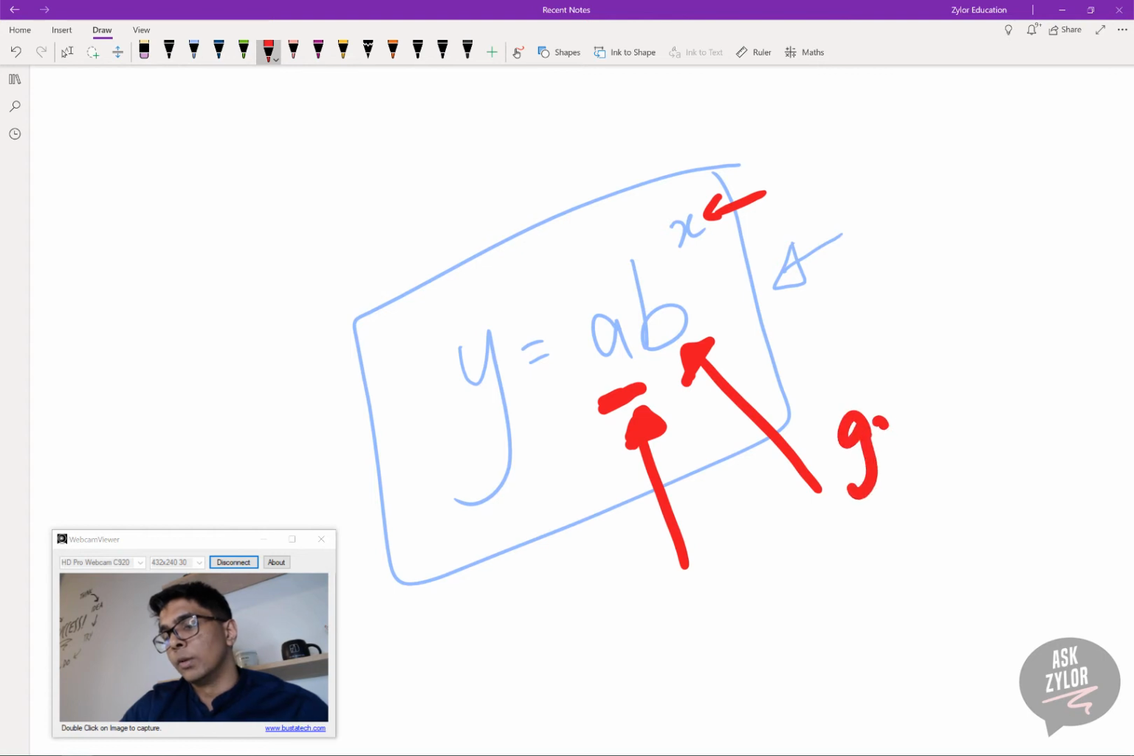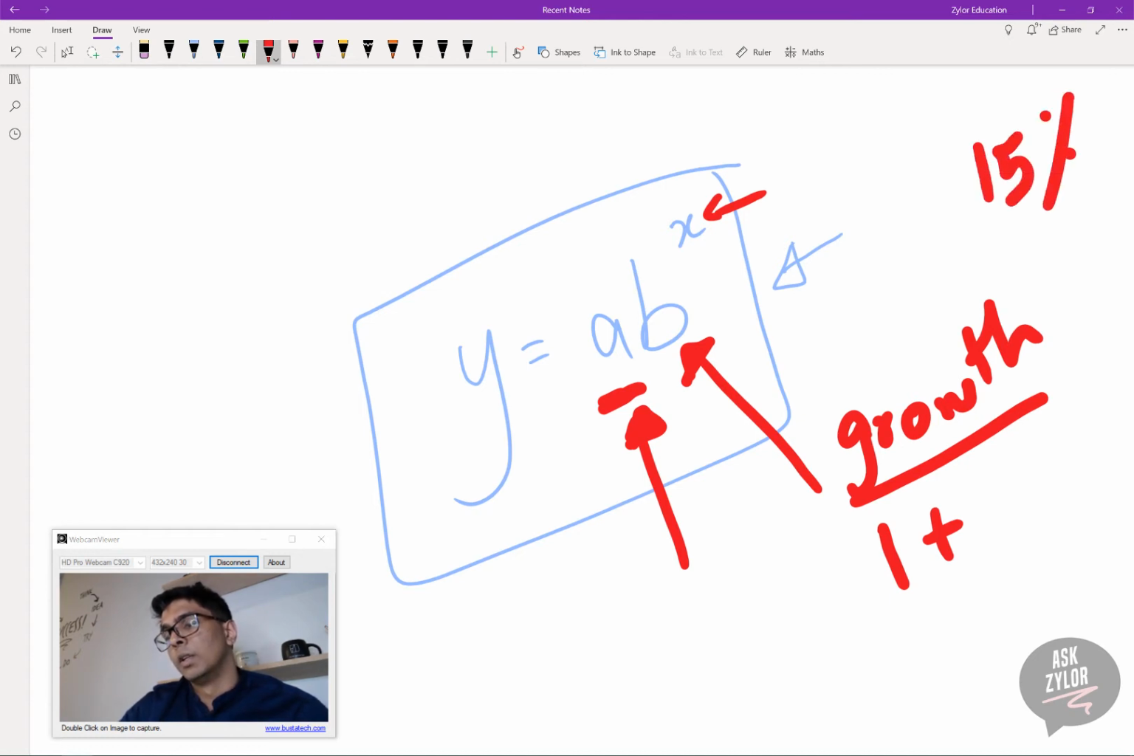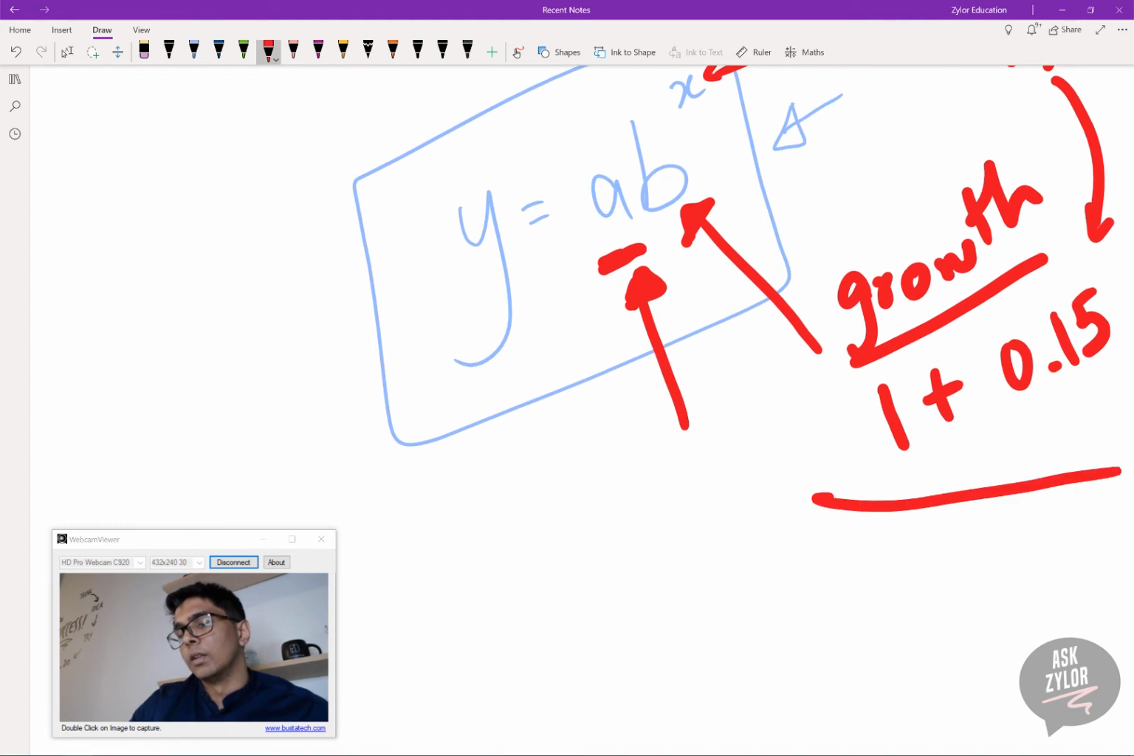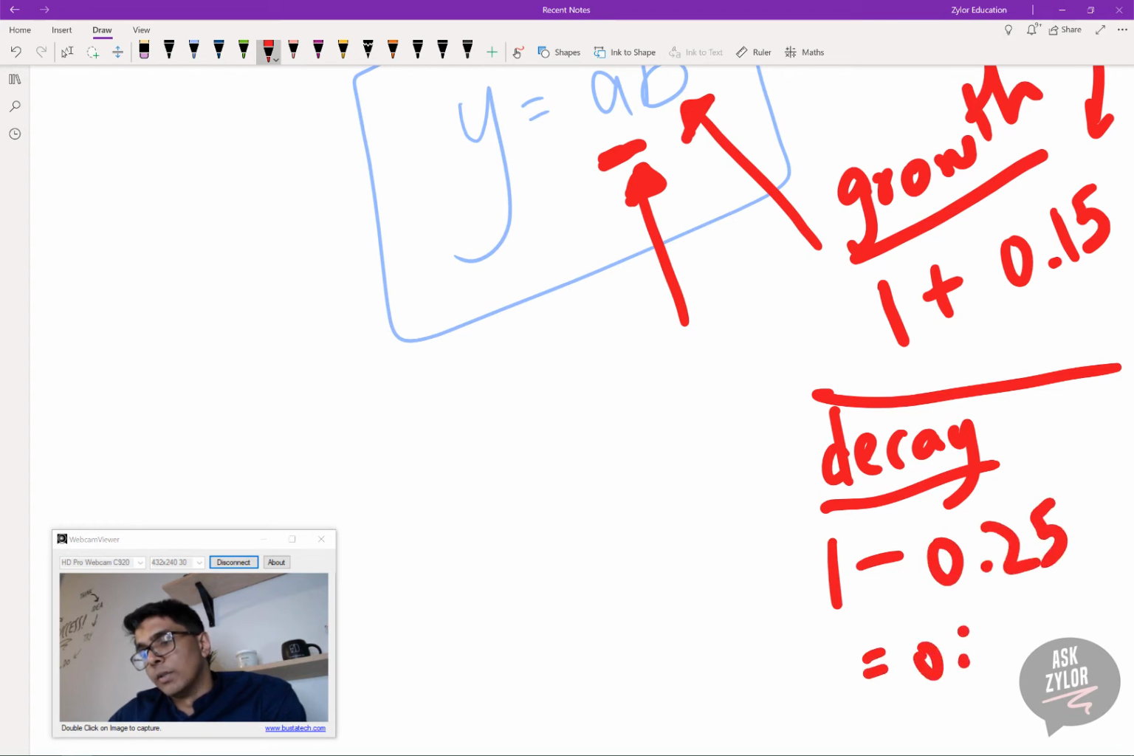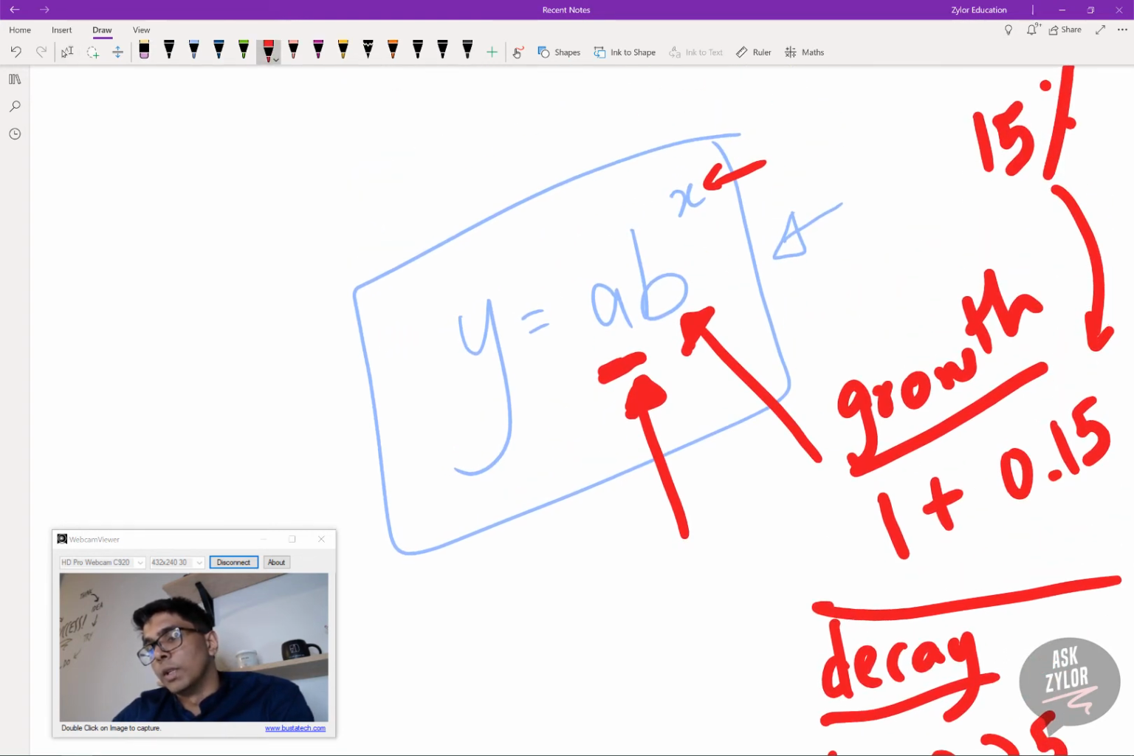So b, if it's a growth, is going to be 1 plus whatever the growth percentage is. If it's growing by 15%, for example, I do 1 plus 0.15. I'm changing the percentage into a decimal and adding it to 1. Conversely, if we're talking about decay, we're not adding, we're subtracting from the 1. So if we have a decay of 25%, for example, we do 1 minus 0.25 to give me 0.75. So growth functions always should have 1 plus something, or your b value should always be bigger than 1.